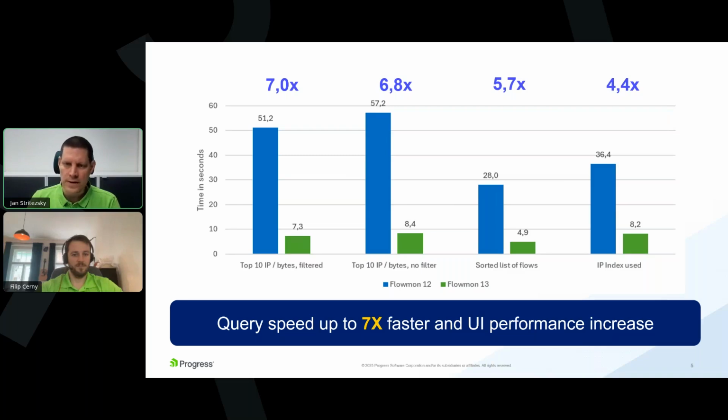On these slides, you see the tests. The first one on the left is the statistics of top 10 IP addresses sorted by bytes with a filter. The second one is without filter. You can see it is up to 7 times faster than Flowmon 12. The third test is a sorted list of flows. Here we can see up to 6 times faster than Flowmon 12. And the last one is using IP indexing, that is 4.4 times faster.